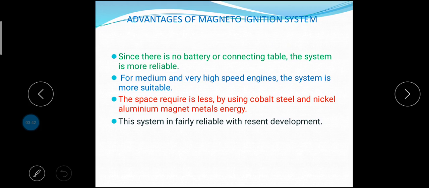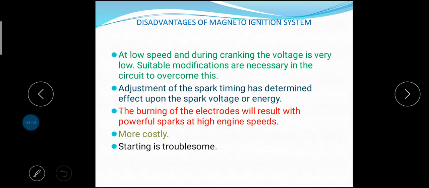It is used for medium to high speeds. Space required is less as compared to coil ignition system. By providing suitable shunts on the magneto, the danger of burning of spark plug is minimized. Very light in weight and compact in size. Automatic time adjusting of ignition can be effected. These are the main advantages of magneto ignition system.